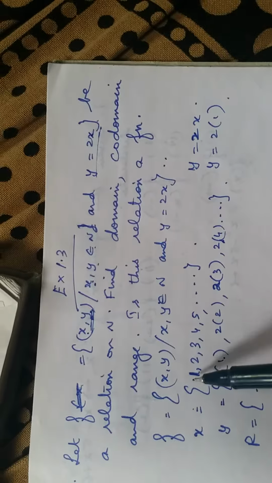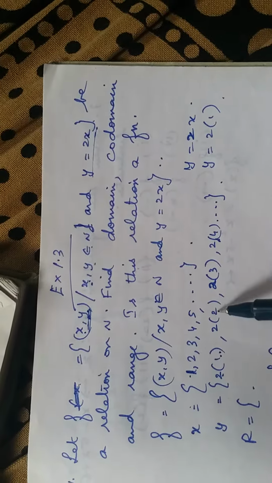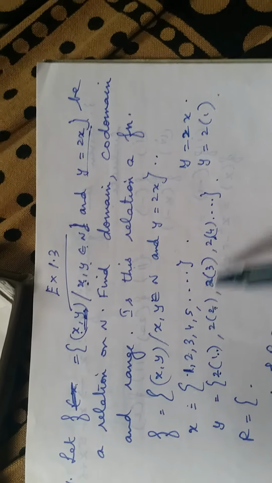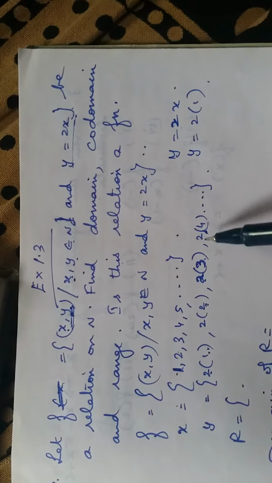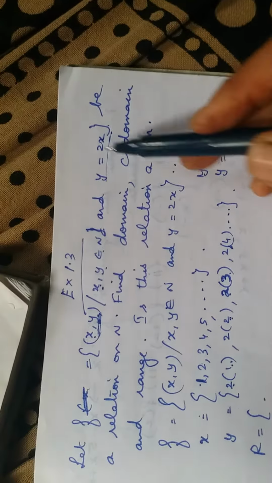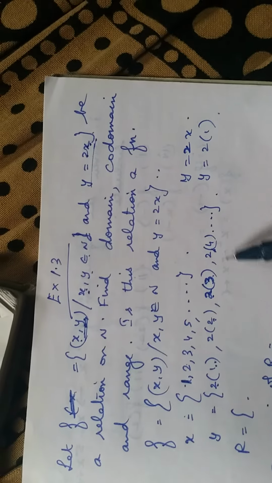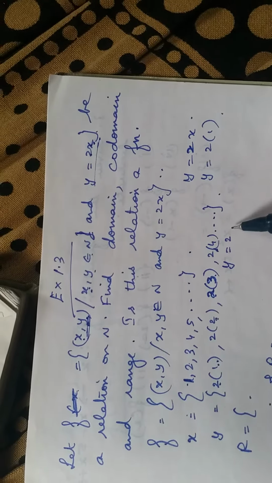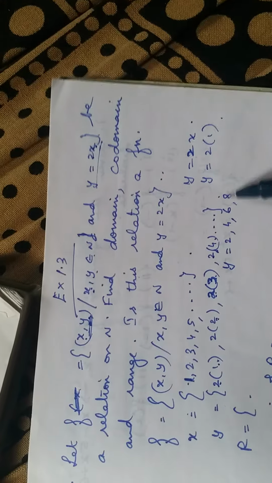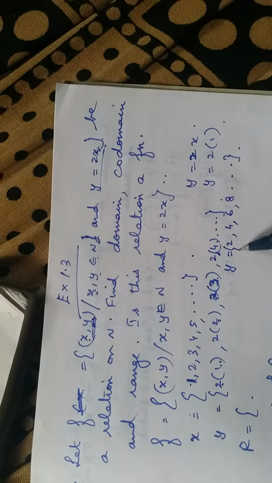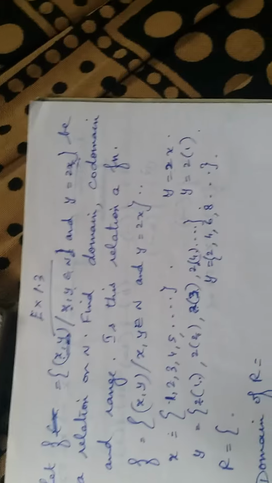So 2 × 1, here your x value is 1. 2 × 2, here x value is 2. 2 × 3, here your x value is 3. Like that you keep on multiplying 2 with the x value so that you get your y value. So what is your y value? y = 2, 4, 6, 2 fours are 8, like that it goes on.